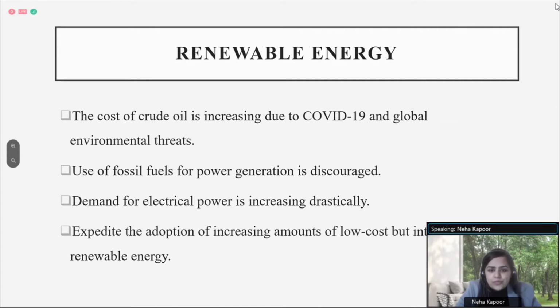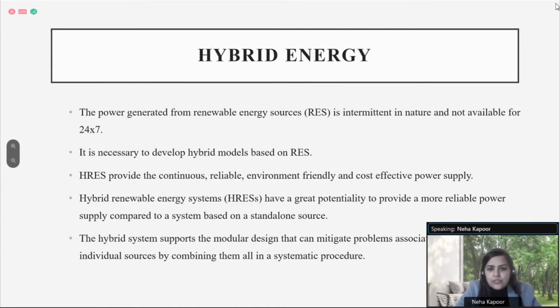So we are just trying to figure out whether it is a reliable source or not. We're trying to expedite the adoption of an increasing amount of low cost but intermittent renewable energy. For that, I am trying to find the scope of renewable energy. Power generated from renewable energy sources is generally intermittent in nature and not available 24/7.